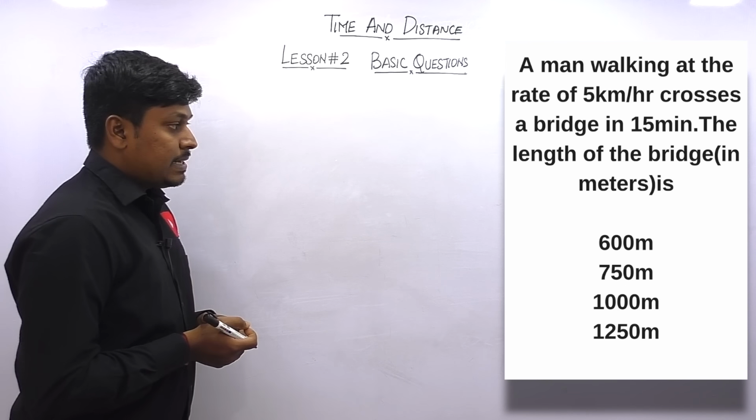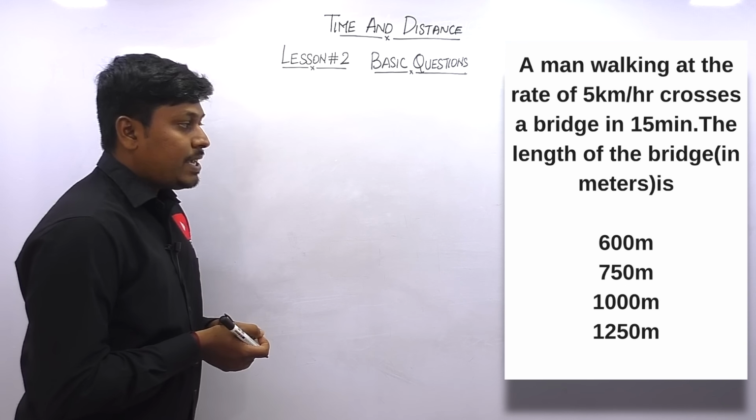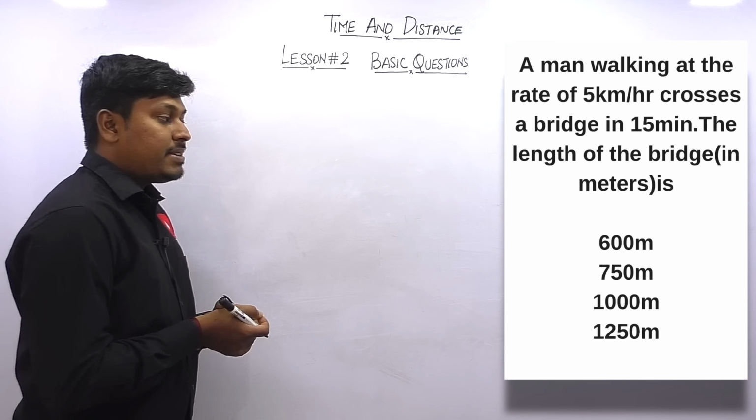Question number 2. A man walking at a rate of 5 km per hour crosses a bridge in 15 minutes.